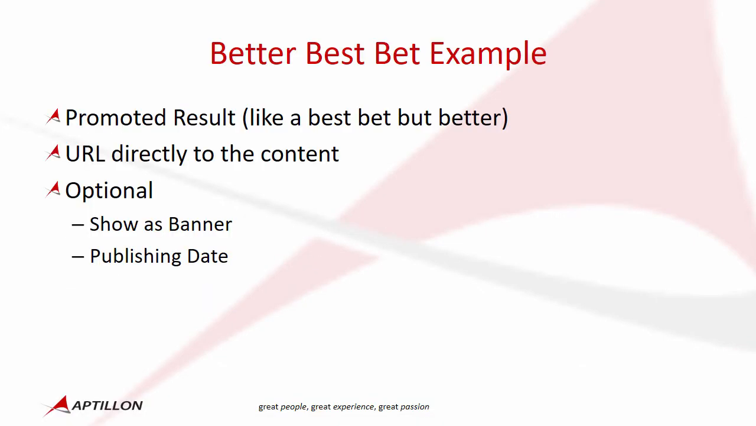So in our better best bet example, we used a promoted result. And we have a URL that went directly to the content, and then we showed that content as a banner because the content was prepped to be shown inside the display template for the best bet. And we also set a publishing date so that that content would also expire.